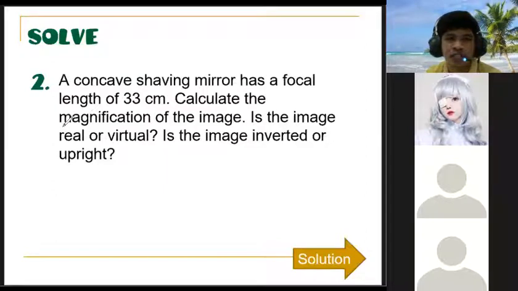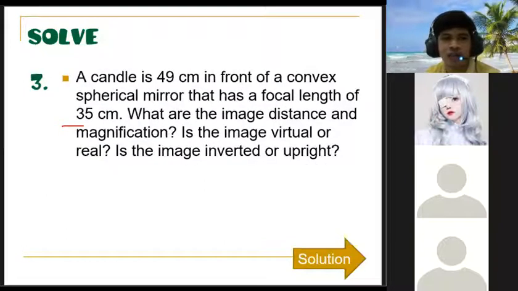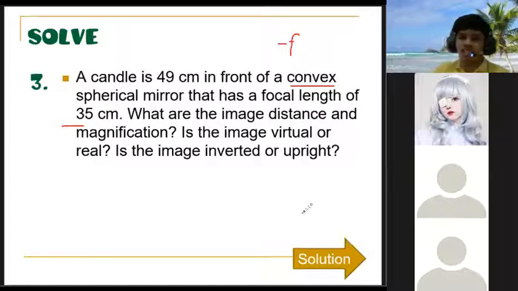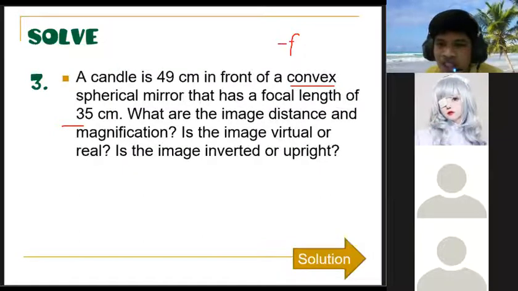Number 2: solve for the magnification. Same problem as number 1. For number 1, you're just going to use the mirror equation. For number 2, you're going to use the magnification equation. Take a screenshot, please. And number 3 is this one. For number 3, this is a convex mirror, which means that F is negative. Solve please.